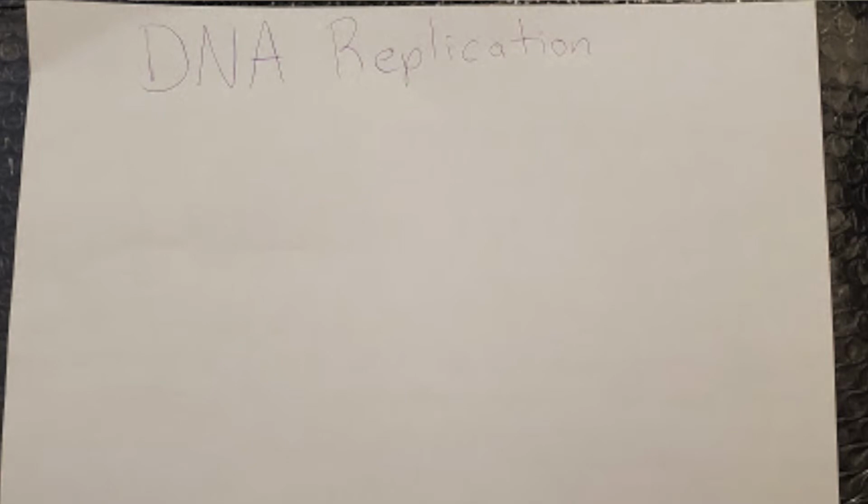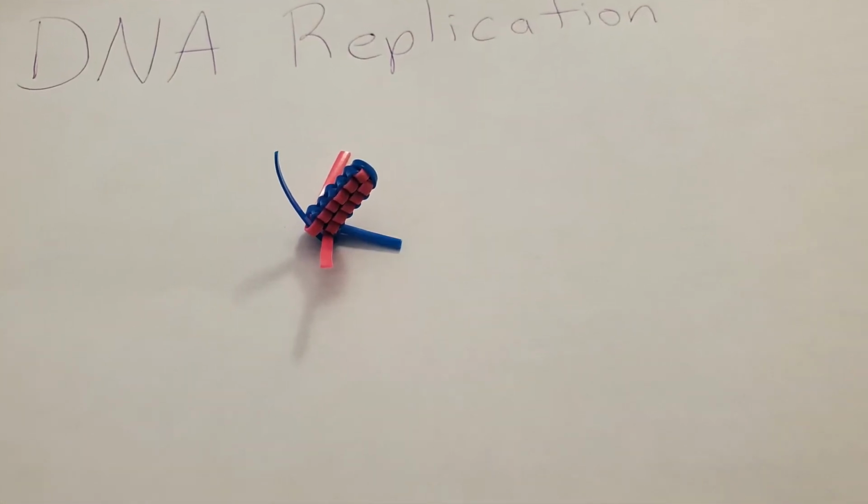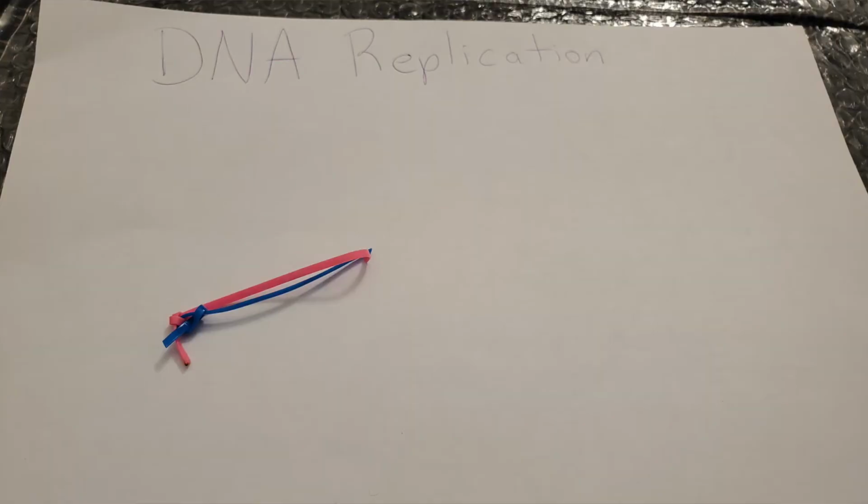Hello again. Today I will be talking about how DNA replication in prokaryotes occurs. I'm using a linear model to represent how DNA replicates. We will zoom in to the replication fork of the DNA structure. First, let's go to the origin of replication, or where the DNA replication begins.